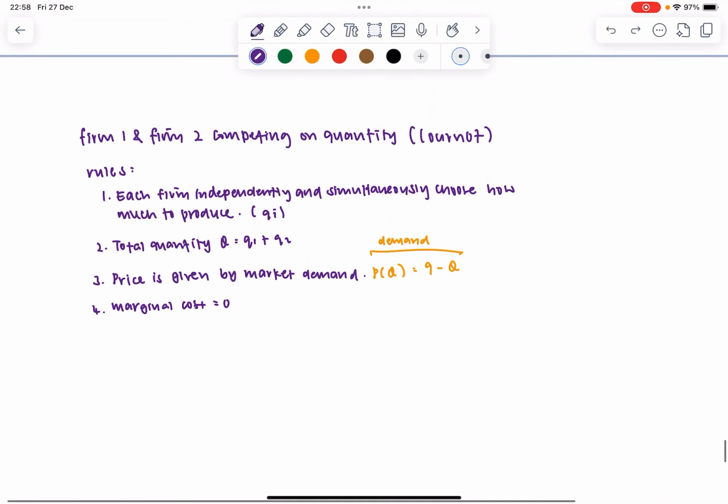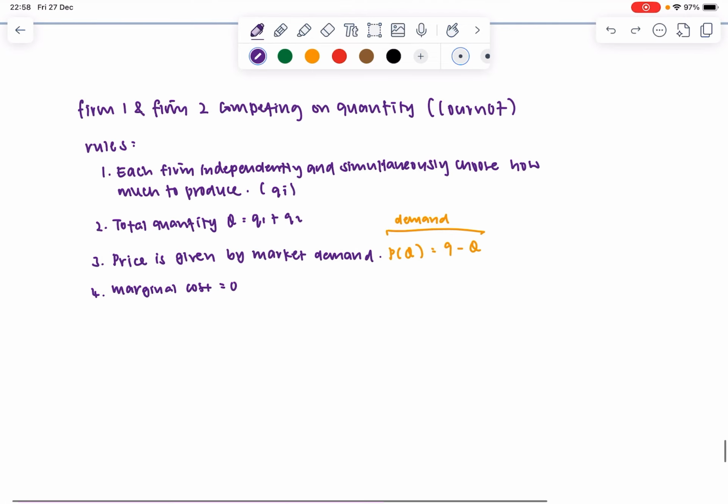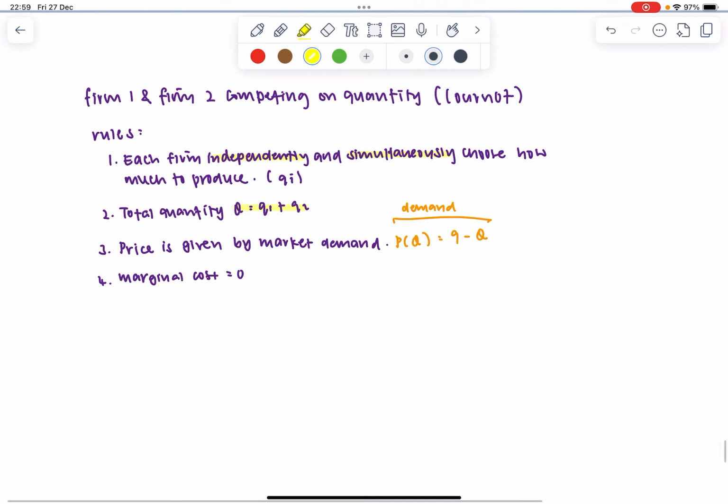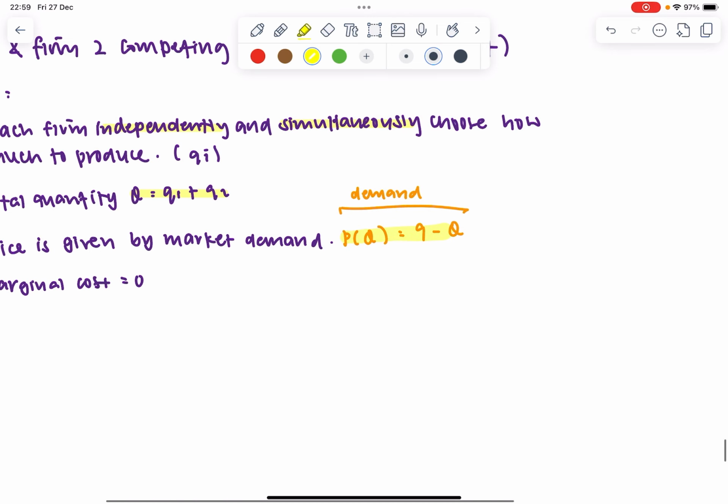Okay, so you see, for Cournot, I followed the payoffs that you've given me. These are the rules that we have, right? The thing about Cournot is that firms choose the quantities independently of each other and simultaneously. The total quantity is Q equals Q1 plus Q2, and the price is given by the market demand, where we have the demand curve.